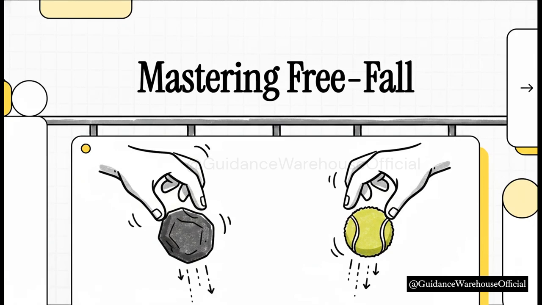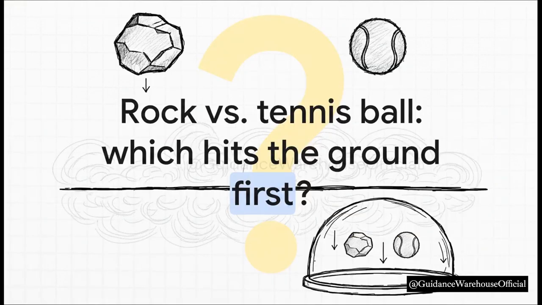Picture this. You're standing right on the edge of a really high balcony. In your left hand, you're holding a heavy, solid rock. In your right hand, a standard, fuzzy tennis ball. You stick your arms out over the edge, take a deep breath, and let go of both at the exact same split second. So here's the big question. Which one actually hits the ground first?